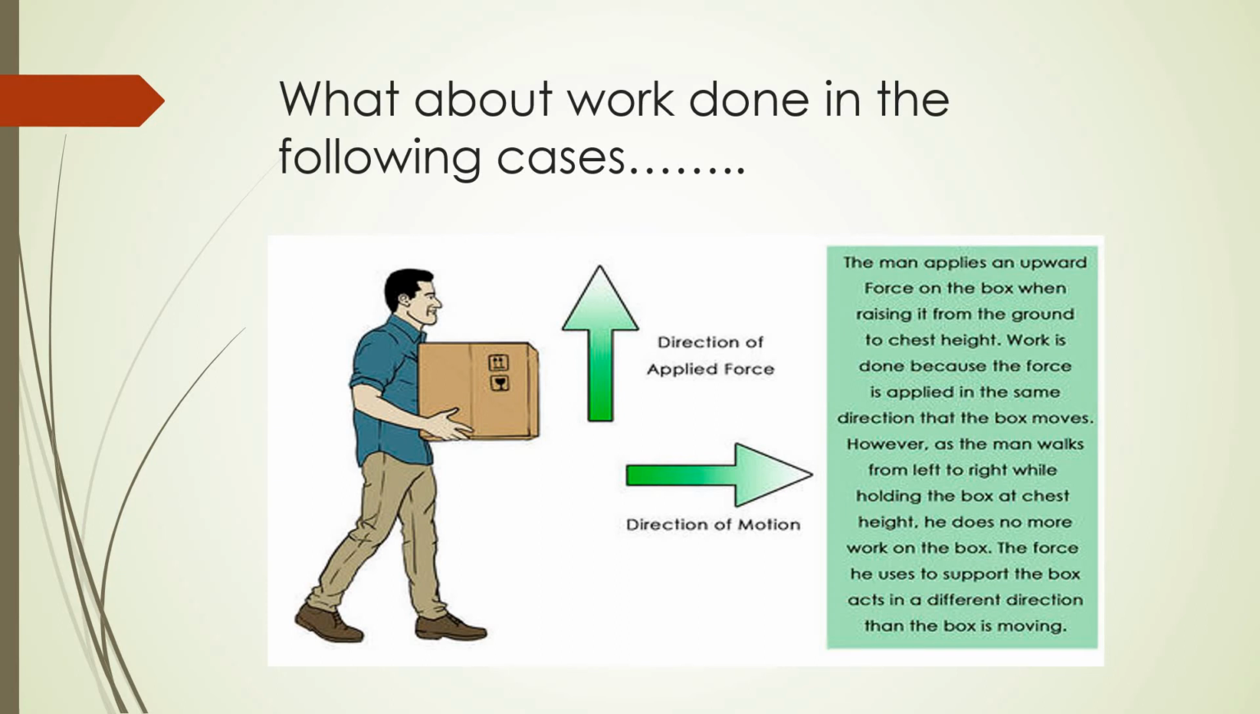But let's see what happens when the man, after lifting the box, tries to walk in the forward direction. Now at this time, let us consider the direction of force applied. The man is applying force in the upward direction to hold the box, but he moves in the forward direction. So when the man lifts the box and walks, the direction of the movement of the box does not match the direction of the force applied. Therefore, he is not doing work according to science.